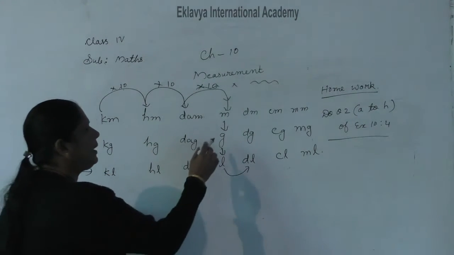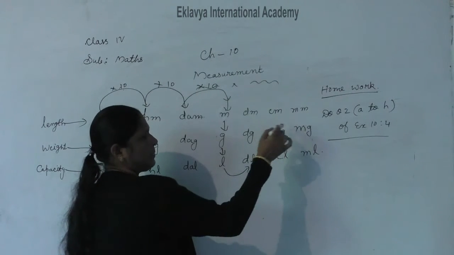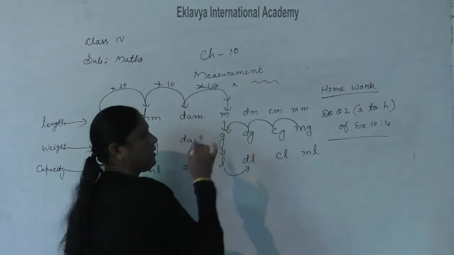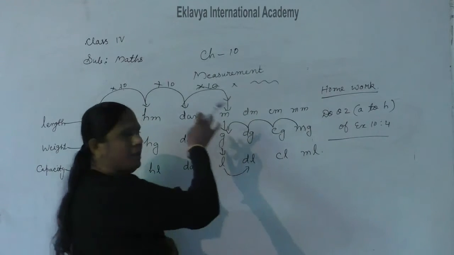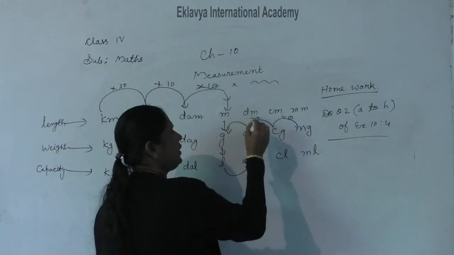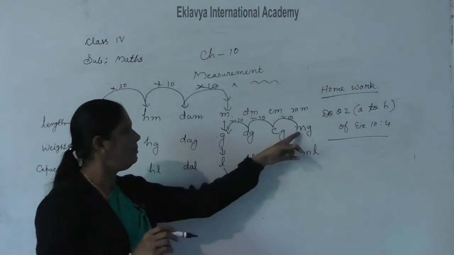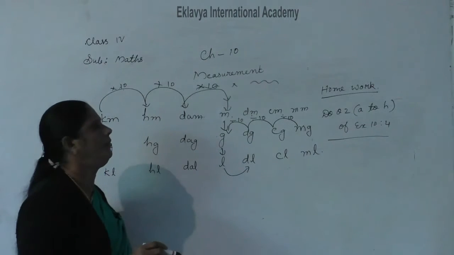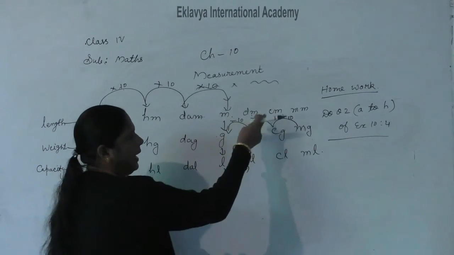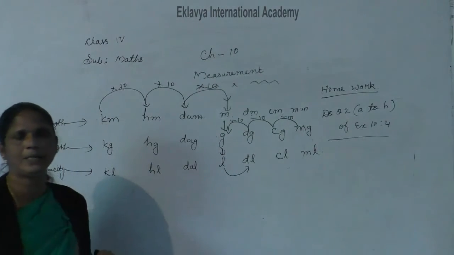Now here milligram into gram. Suppose mg, one step, two steps, three steps. Here we go smaller to bigger, so divide by 10. Here also divide by 10, here also divide by 10. Now our 10, 100, 1000. We divide by 1000. Understand?